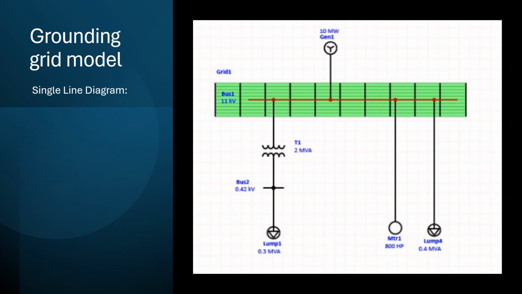And as you can see here, there is a bus 1 of 11 kV. Then there is a bus 2 which has a transformer of 2 MVA. Then there is one lump load of 0.3 MVA. Along with that, on the bus 1 we have our motor 1, which has a horsepower of 800, and lump 4, which is 0.4 MVA. So this is how we made it in our ETAP.